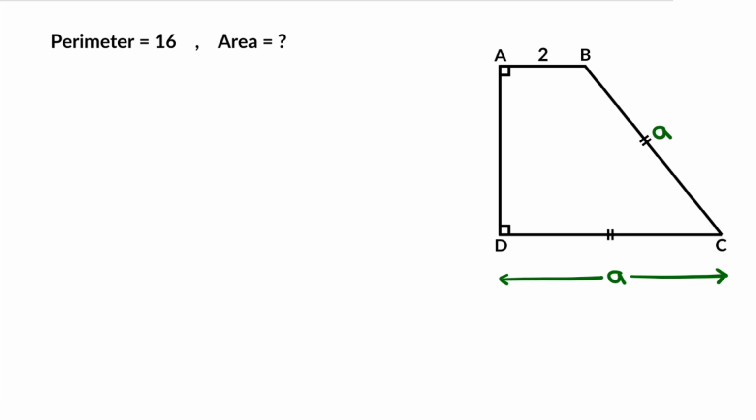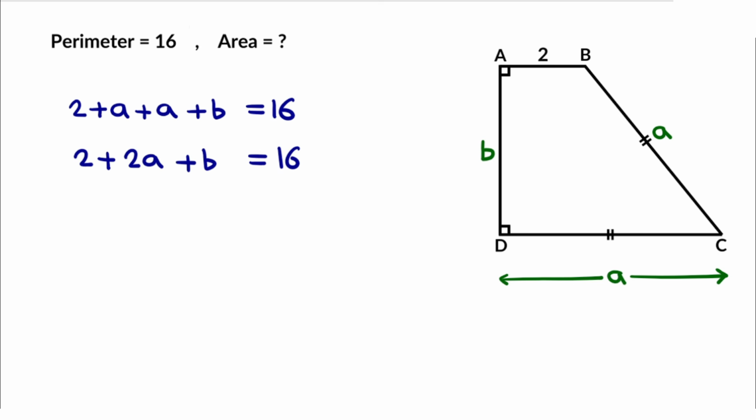And let's call the vertical height, AD, B. Now, use the perimeter. We have 2 plus A plus A plus B equals 16. Combining the two A's gives us 2 plus 2A plus B equals 16. So the height is B equals 14 minus 2A. But we still have two unknowns. Right. So now we need one more relationship.